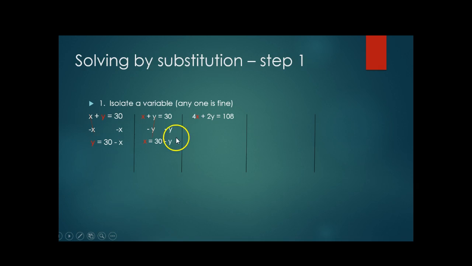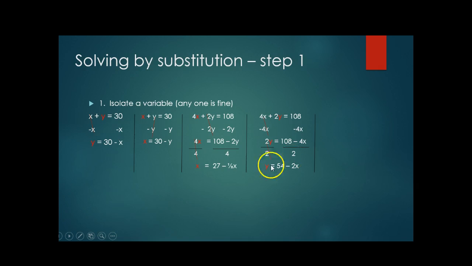This is a more difficult one. Another group subtracted 2y from both sides, and then divided each side by 4, and got 27 minus a half x to isolate this variable. And then the last group isolated y on the more complex equation by subtracting 4x on each side, and then dividing each side by 2, and getting y equals 54 minus 2x.